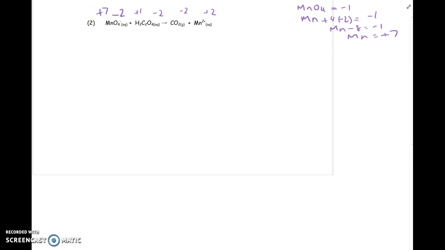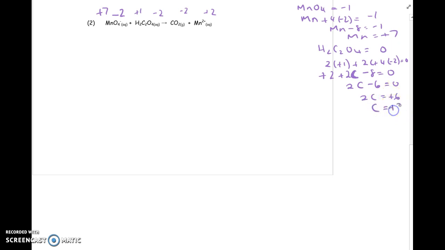Now the carbon. H2C2O4 equals 0. 2 times positive 1, add 2 times carbon, add 4 times negative 2 equals 0, plus 2 plus 2 carbon, take 8 must equal 0, 2 carbon take 6 must equal 0, 2 carbon equals positive 6, so carbon must equal positive 3.